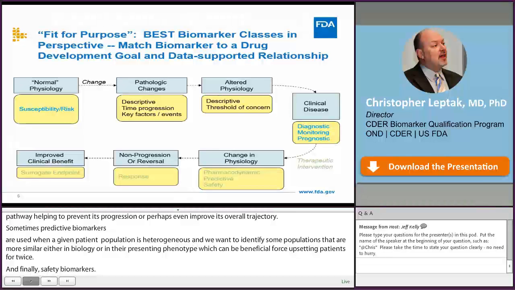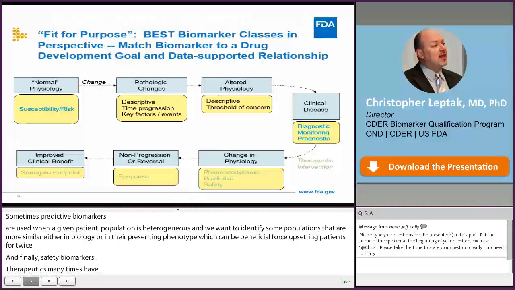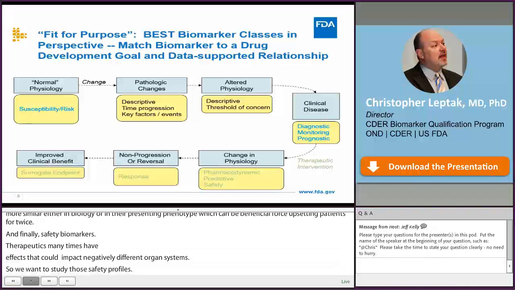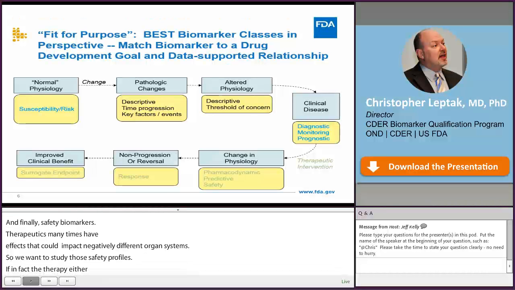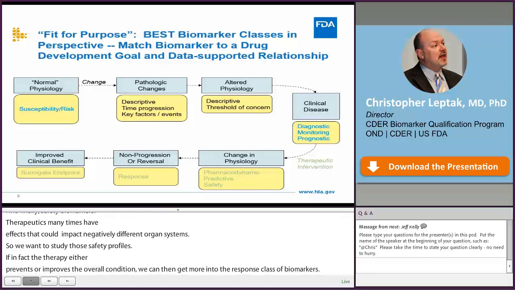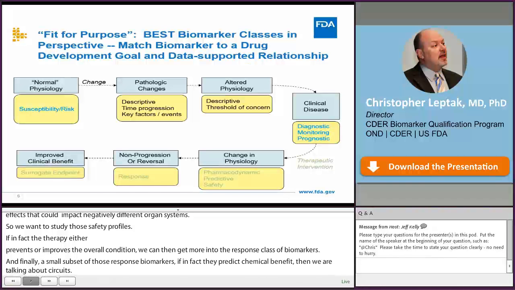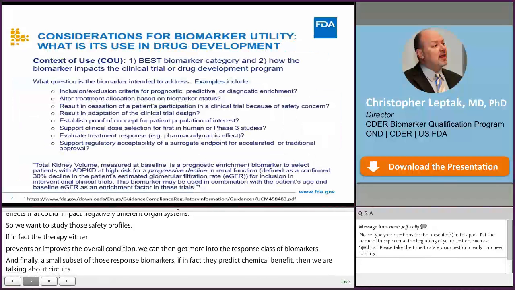If in fact the therapy either prevents or improves the overall condition, we can then get more into the response class of biomarkers. And then finally, a very small subset of those response biomarkers, if in fact they predict clinical benefit, then we're talking about surrogates. And again, that's a small subgroup of the overall biomarker classes.